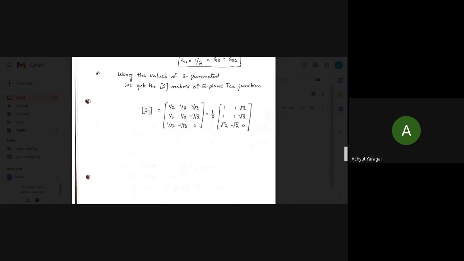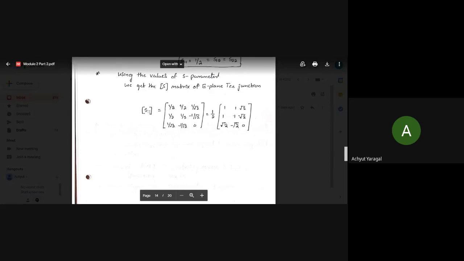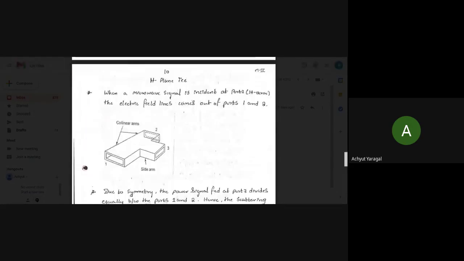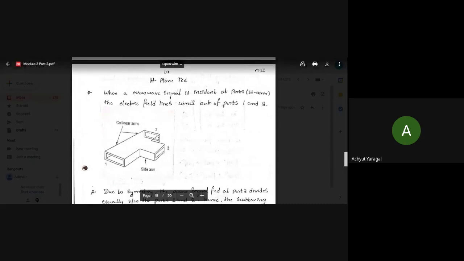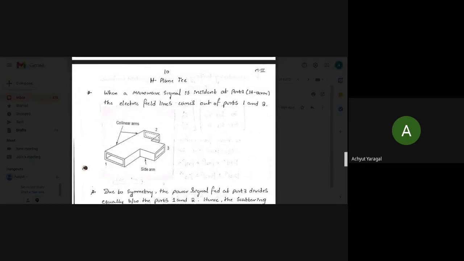In a similar fashion, it will be continued with the H plane here. Remember, the H plane is here. We have seen that port 3 is exactly perpendicular here. Here also it is perpendicular, but it is placed at the downside here. So this is called the H arm in the H plane here, and the E arm in the E plane T here.